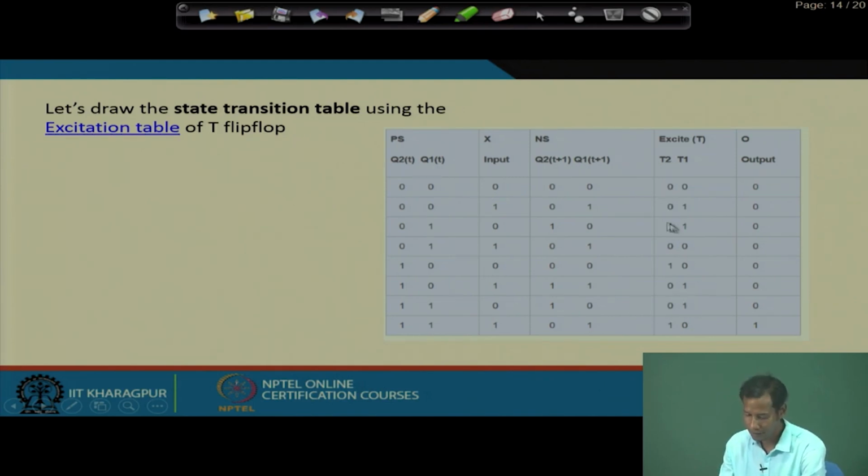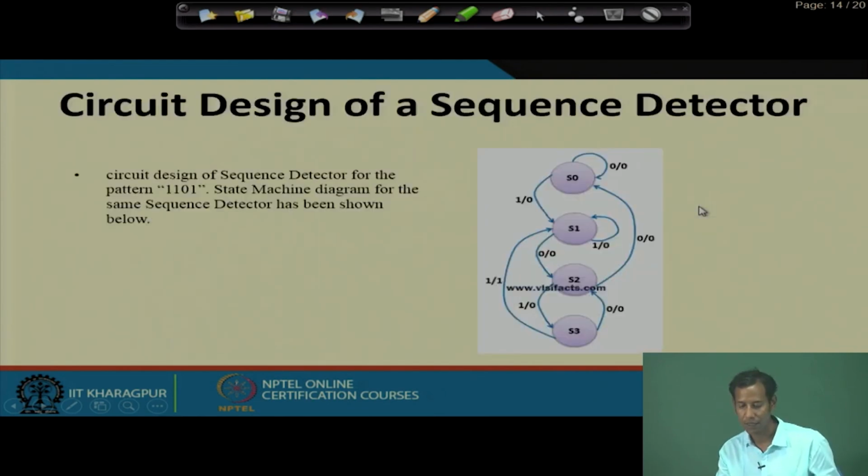And what is the output? The output here is 0 for all cases. Only when S3 finds its input as 1 does it produce the output 1.